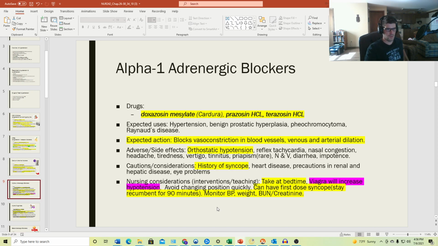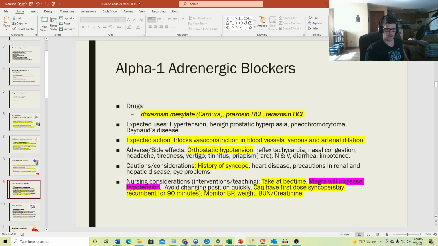Okay, so here we go. Nursing considerations. I think this is where the question is going to come in for the alpha-1 adrenergic blockers, the doxazosin and prazosin. Take at bedtime. Viagra will increase hypotension. Goes back to what I said earlier. Avoid changing positions quickly. Can have first dose syncope. Stay recumbent for 90 minutes. Monitor BP, weight, and BUN and creatinine.